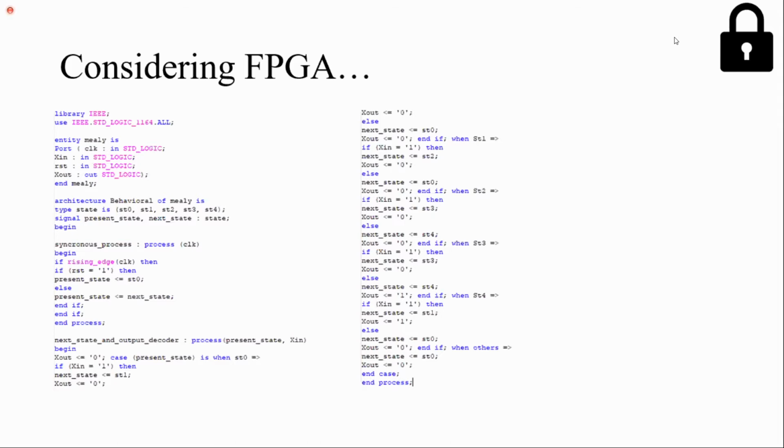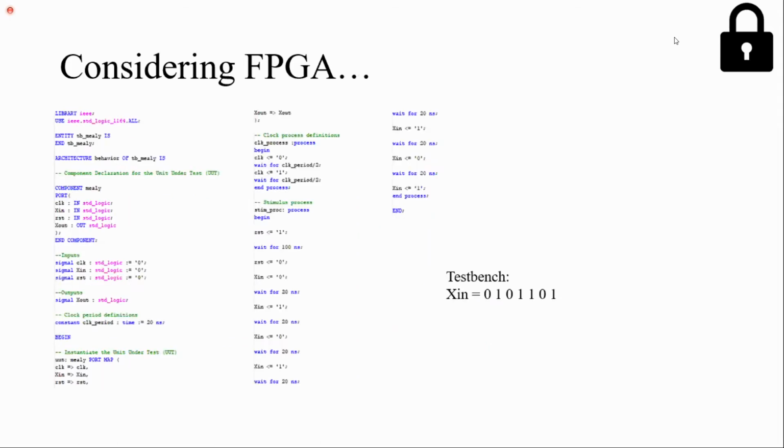So I'll move on. I created a test bench for my code to see if it works. The XIN I used was 01011101, and that would reset. Looking at that, because I'm allowing 1 bit overlapping, it would detect the sequence twice.